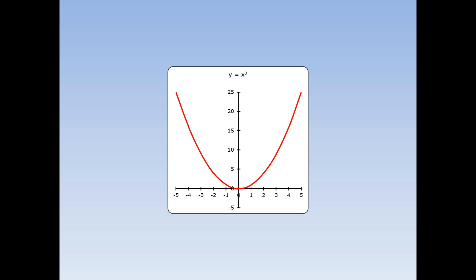But what about the curve y equals x squared? The gradient here, and the gradient here, and the gradient here are all different. How can we find the gradient at these different places?